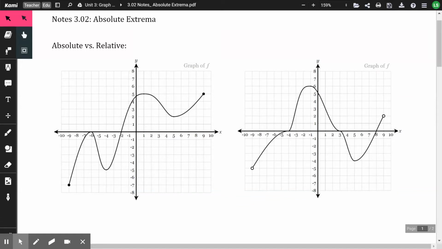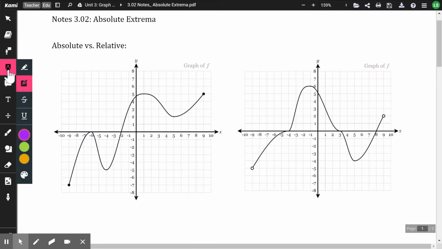So we're going to take a closer look at the difference between absolute extrema and relative extrema, and what some of the differences are when we're using calculus to try to find these values. So when it comes to the relative extrema, you have to have the condition of switching from increasing to decreasing or decreasing to increasing in your function.